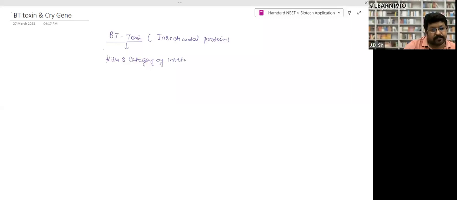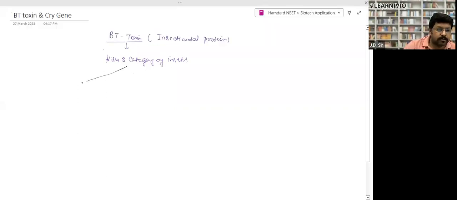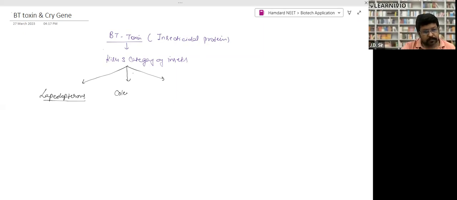Because the question has been asked from here, it is not there in the PPT, so let me incorporate it. What are those categories? Lepidopterans, then Coleopterans, and Dipterans.